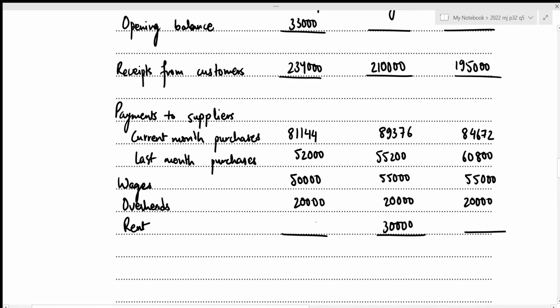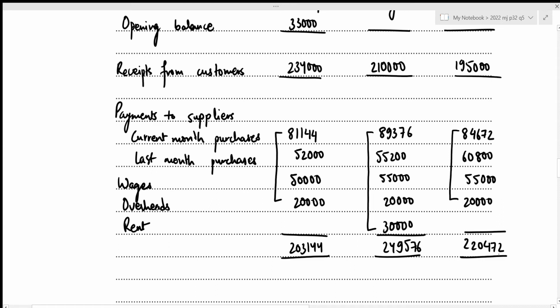So let's figure out the total for payments for the 3 months. Starting with June, that will be the sum of these 4 amounts, 81,144 plus 52,000 plus 50,000 plus 20,000, which results in 203,144. Then for the month of July, that will be the sum of these 5 amounts, 89,376 plus 55,200 plus 55,000 plus 20,000 plus 30,000, which results in 249,576. And for the month of August, that will be the sum of these 4 amounts, 84,672 plus 60,800 plus 55,000 plus 20,000, which results in 220,472.